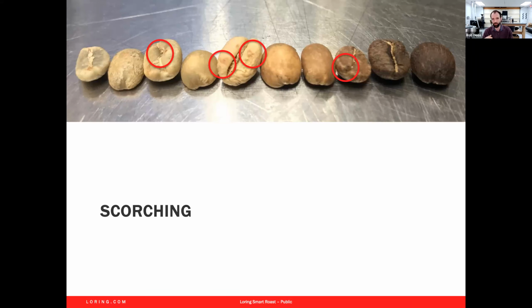And I realized too, I forgot to cover the flavor of scorched coffee. So scorching kind of has a flavor of, there's like an ashy character or like a burnt cookie character.